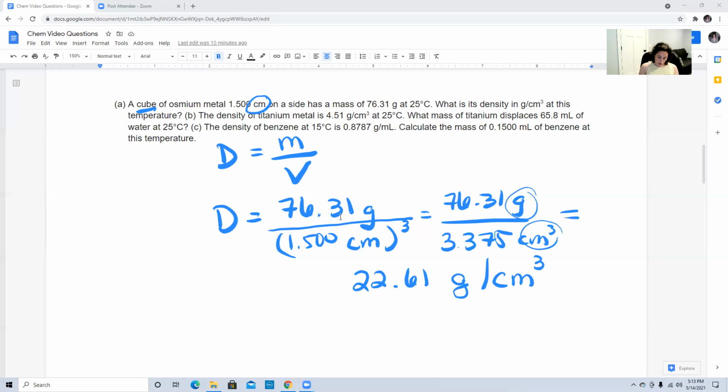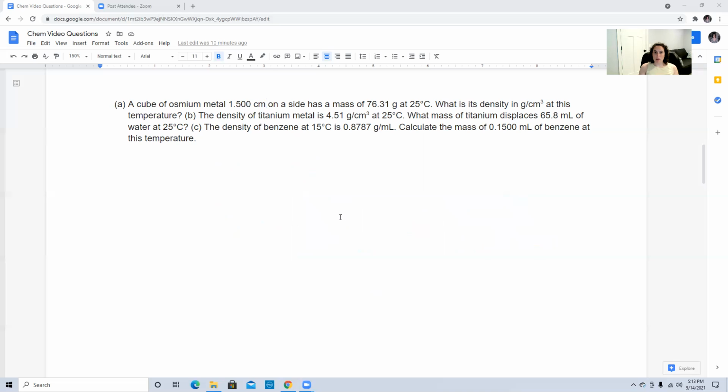So very straightforward. But now let's take a look at B to see what happens if you are not looking for density, you're looking for a different piece. So B says, here we are. I lost my pen, just give me a second. There we go, B. The density of titanium metal is 4.51 grams per centimeter cubed at 25 degrees Celsius. What mass of titanium displaces 65.8 milliliters of water at 25 degrees C?